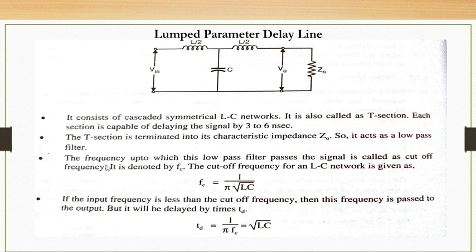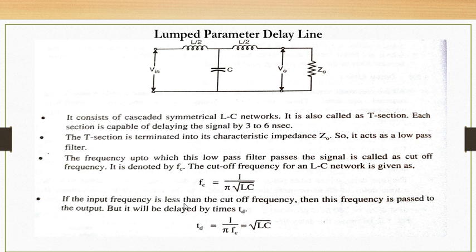The frequency up to which the low pass filter passes the signal is called the cutoff frequency, and it is denoted by FC. If you see the above LC network, the cutoff frequency of this LC network is given by FC equal to 1 upon pi under root LC. Here it is shown that the frequency up to which the low pass filter passes the signal is called the cutoff frequency. Beyond this frequency it will not pass, it will block. So that's why this is called a low pass filter.